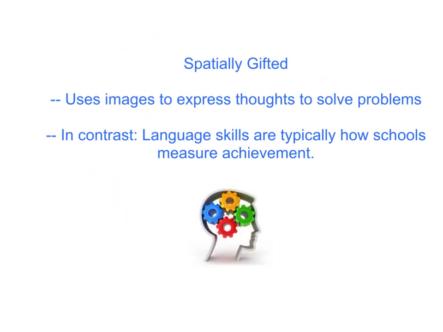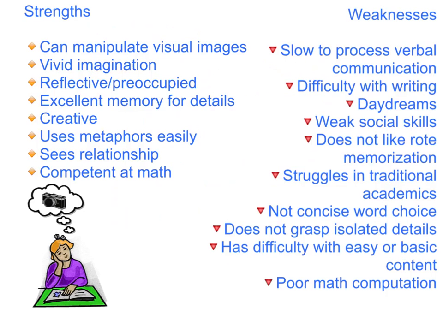Spatially gifted underachievers use images to express thoughts and solve problems, and in contrast, language skills are typically how schools measure achievement. Underachieving students have many strengths and weaknesses.